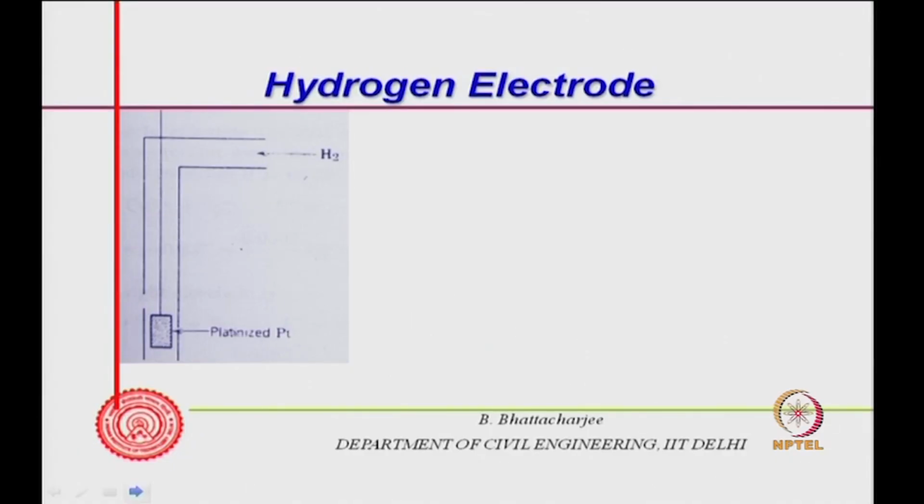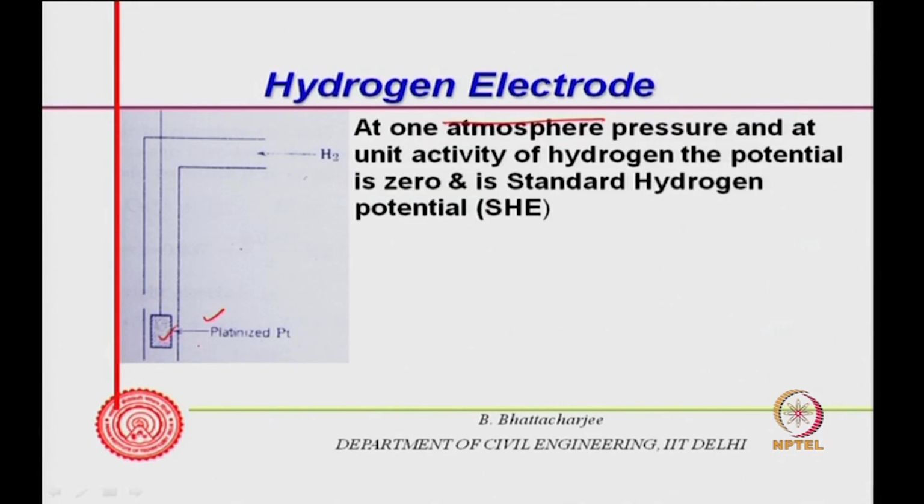Now, the reference electrode whose potential is taken as 0 is the hydrogen electrode. A hydrogen electrode has platinized platinum, and you pass hydrogen at 1 atmosphere pressure and unit activity. The potential is 0, and this is the standard hydrogen potential, measured under standard conditions, and we call it 0.